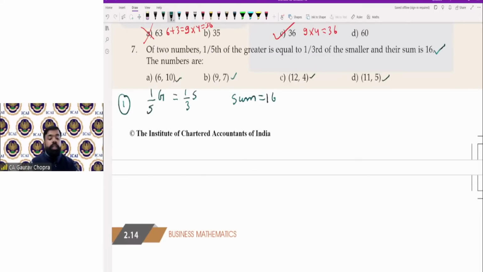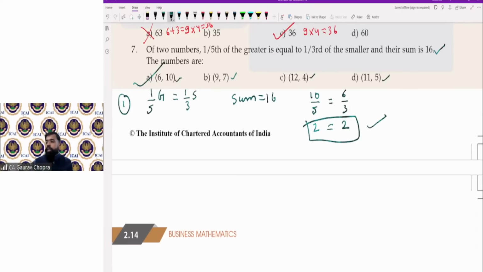Now check the first condition. So what do we have to check? 1/5 of the greater number. If we check the first option, which is the greater number? 10. 1/5 of 10 and 1/3 of the smaller, 6/3. On both sides, the value is 2, the value is equal. Therefore, option number A is satisfying the condition. So option number A is correct.